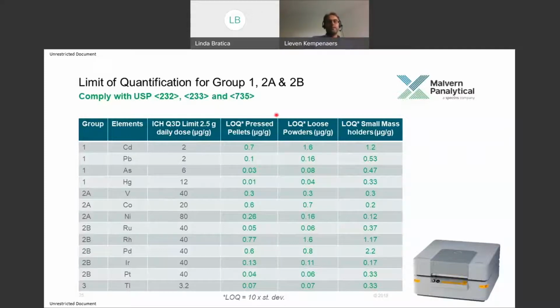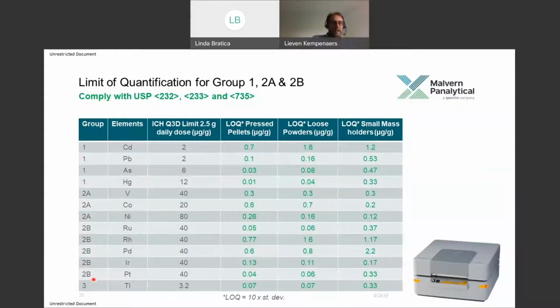Then what we did is we set up the method for pressed pellets, also for the loose powders, just in the disposable cup, and then also with the small mass, the 100, 200 milligrams. In this case, it was 100 milligrams that we used. And you can see, that's why all the numbers are in green. Looking at the ICH limits, we pass all the elements for the limits.